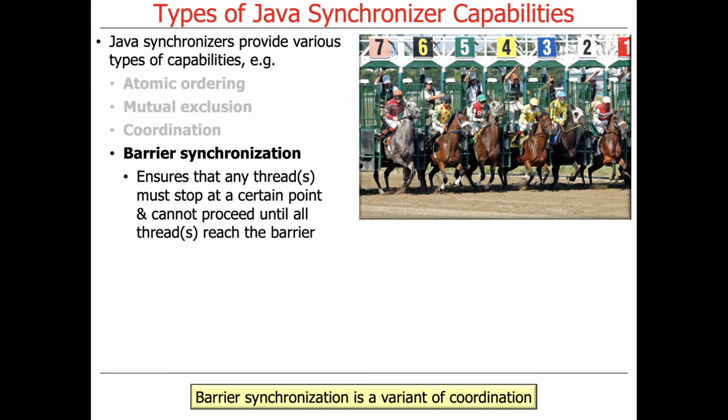Then barrier synchronization is used to ensure that any threads, typically there's 2 or more threads, must stop at a certain point and cannot proceed until all threads reach the barrier. And this also works for exiting as well. So basically it's for entering something and exiting something. And you can think of barrier synchronization as being a variant or a generalization of coordination in one way or another.